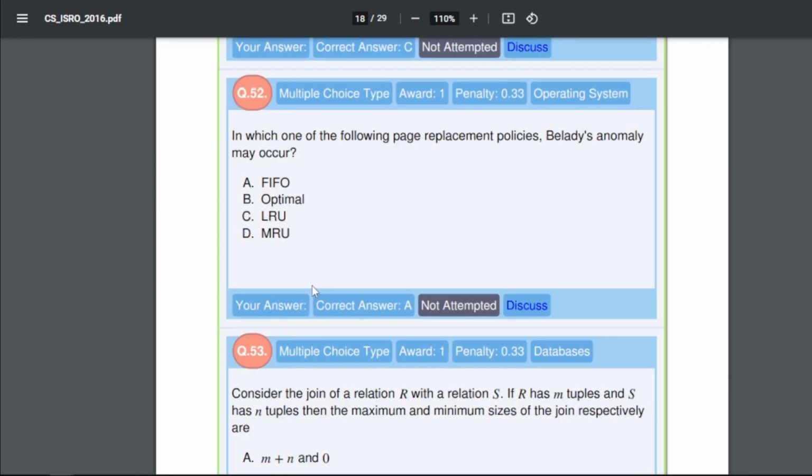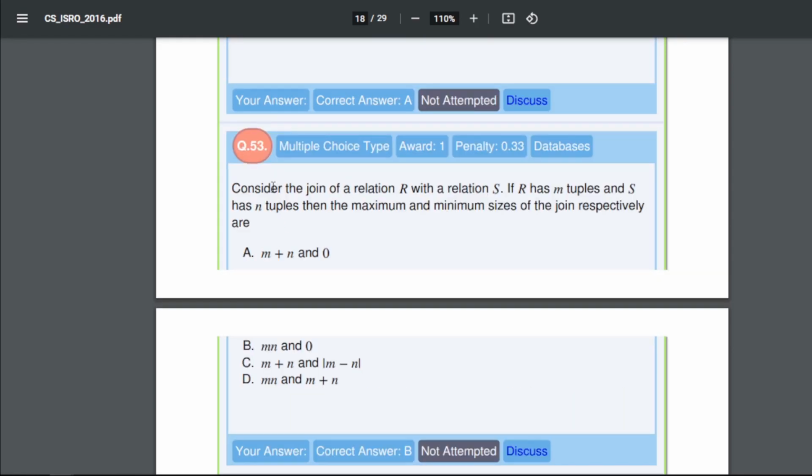Now 52 is: in which one of the following page replacement policies may Belady's anomaly occur? So Belady's anomaly may occur in FIFO. Always remember that Belady's anomaly may occur in first in first out.